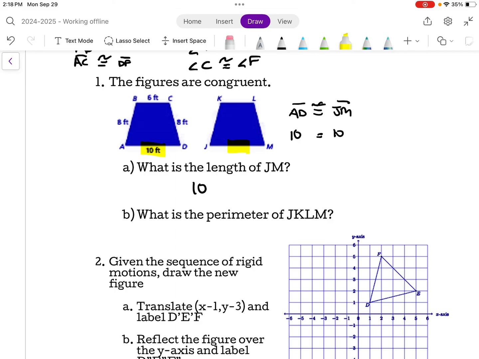So if I could just find the perimeter for ABCD, and remember that perimeter is when you add up all the way around a figure. In this case, I'm adding 10 plus 8 plus 6 plus 8. So that would be 18, 24, 32. So the perimeter of this trapezoid, ABCD, is 32. And what I know is that it has to be the same as the other trapezoid, JKLM, because they are congruent to each other, which means they have the same sides. And so if the perimeter of ABCD is 32, therefore the perimeter of JKLM would also have to be 32.